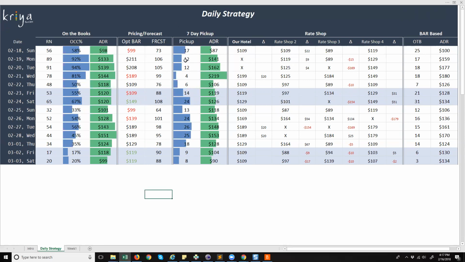You can also see this column here, our 7-day pickup. We've been picking up 12 to 17 rooms per night for Sunday, Monday, Tuesday. Still kind of slow on this Wednesday, the 21st. We'll talk about that once we get into the length of stay pricing. Next weekend of the 23rd and the 24th, Friday is still a little bit soft at 55%. Saturday's starting to shape up pretty nice.